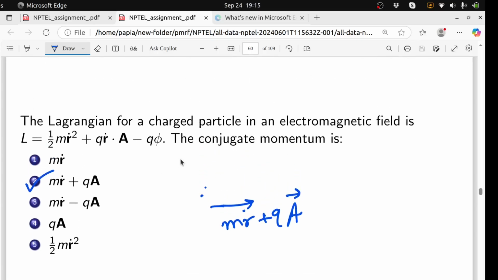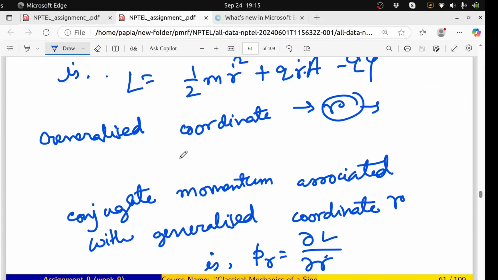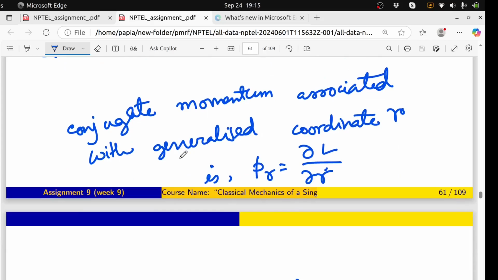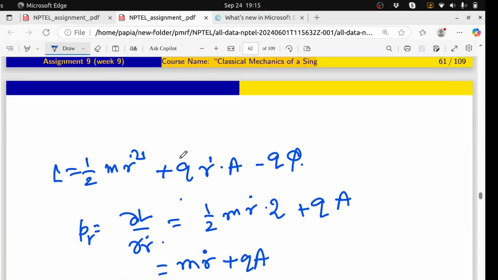So for that question, what we have done is we have just written L as half m r dot square plus q r dot dot A minus q phi. So the conjugate momentum associated with r is p_r, which is del L del r dot. We just differentiate the whole thing with respect to r dot, and we got m r dot plus q A.